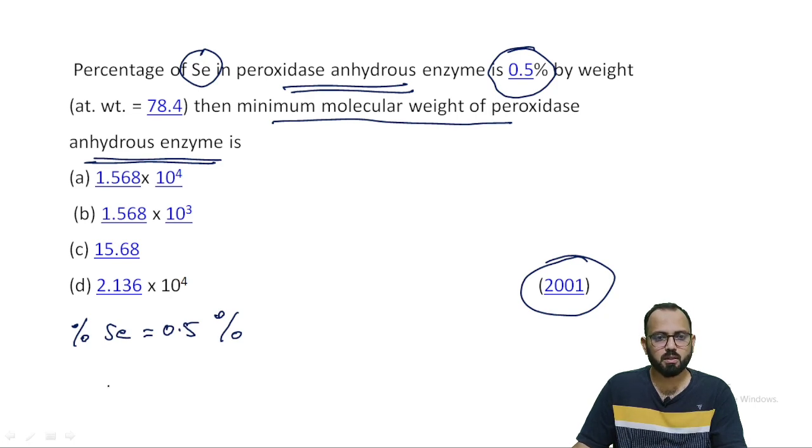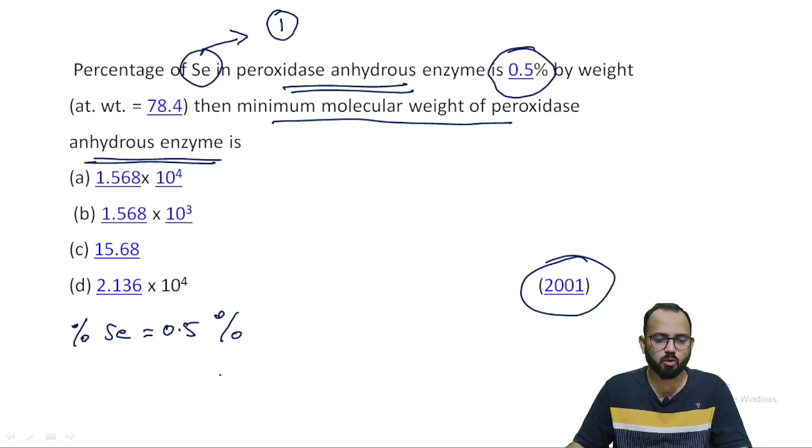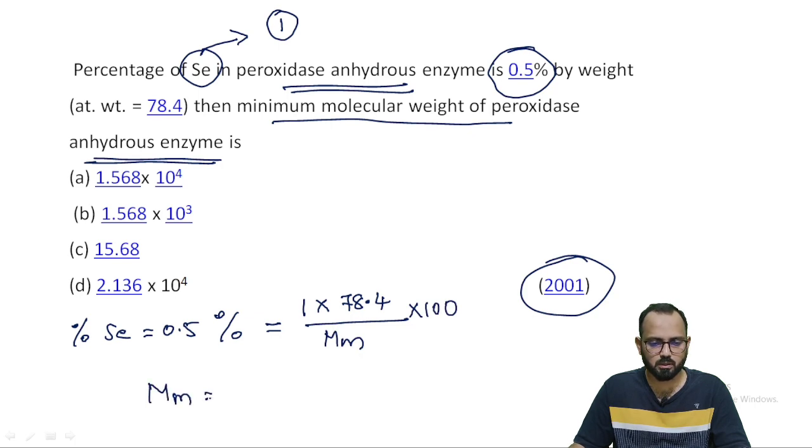If we want to find out the minimum molecular weight, I told you what you have to consider. You will have only a minimum number of components. Yes, I got only one selenium. If I got only one selenium, then I can find out the minimum molecular weight. So 1 into atomic weight of selenium, that is 78.4, by molecular mass. Minimum molecular mass is what we have to find out, into 100. This is how the question goes. So minimum molecular mass is equal to 1 into 78.4 into 100 by 0.5.